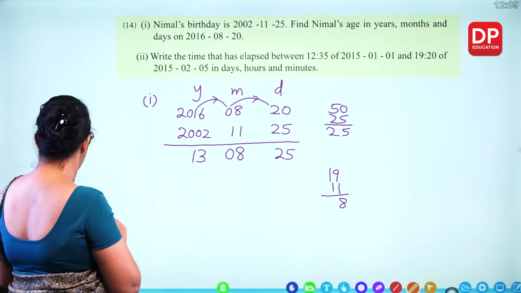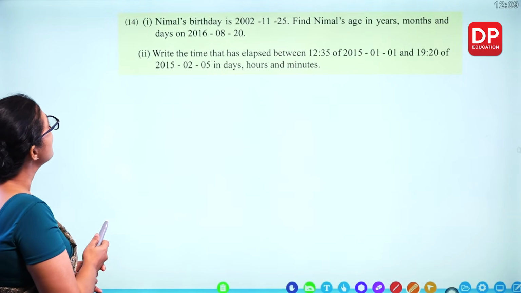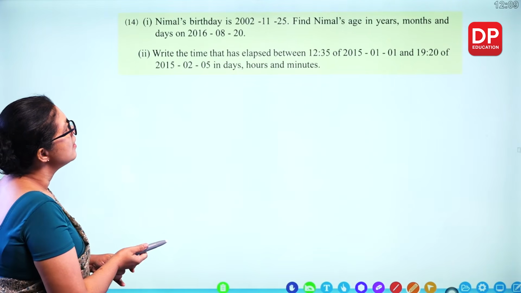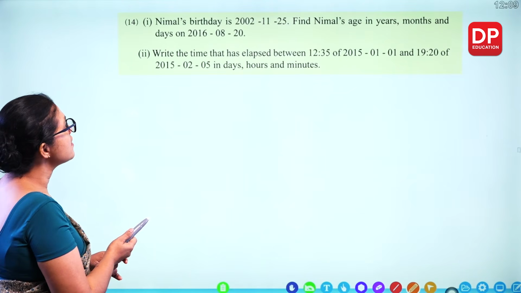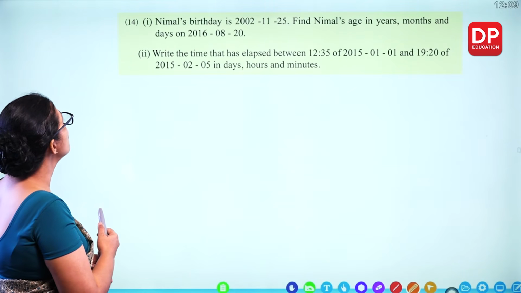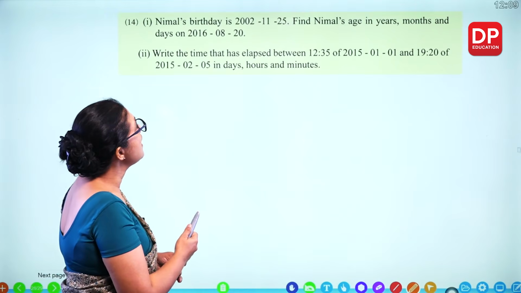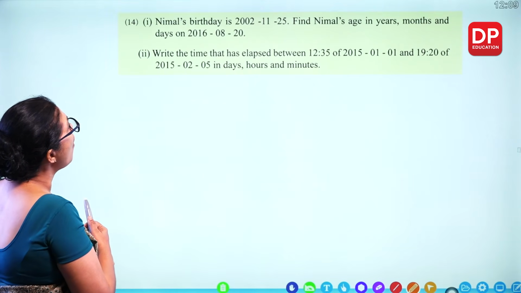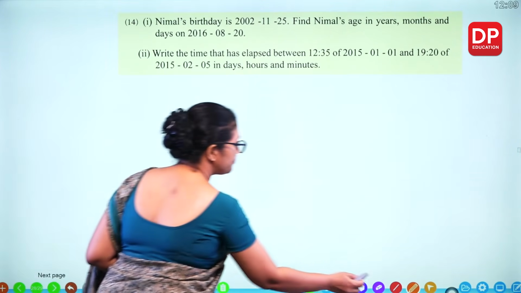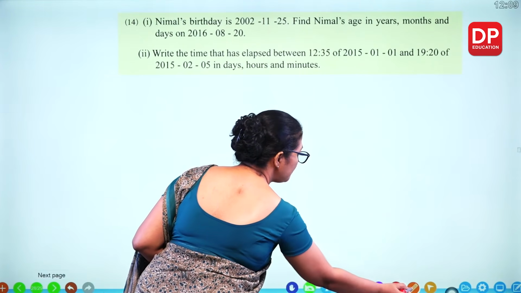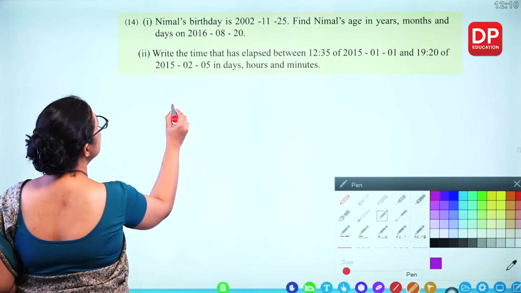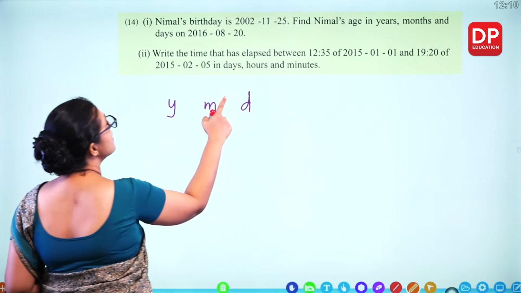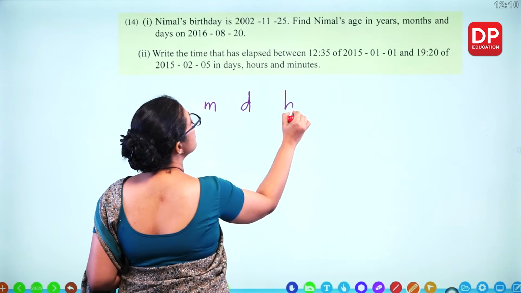We'll do the second part on the next page. Write the time that has elapsed between 12/35 of 2015, January 1st and 19/20 of 2015, February 5th in days, hours and minutes. So you need year, month, days, hours and minutes.